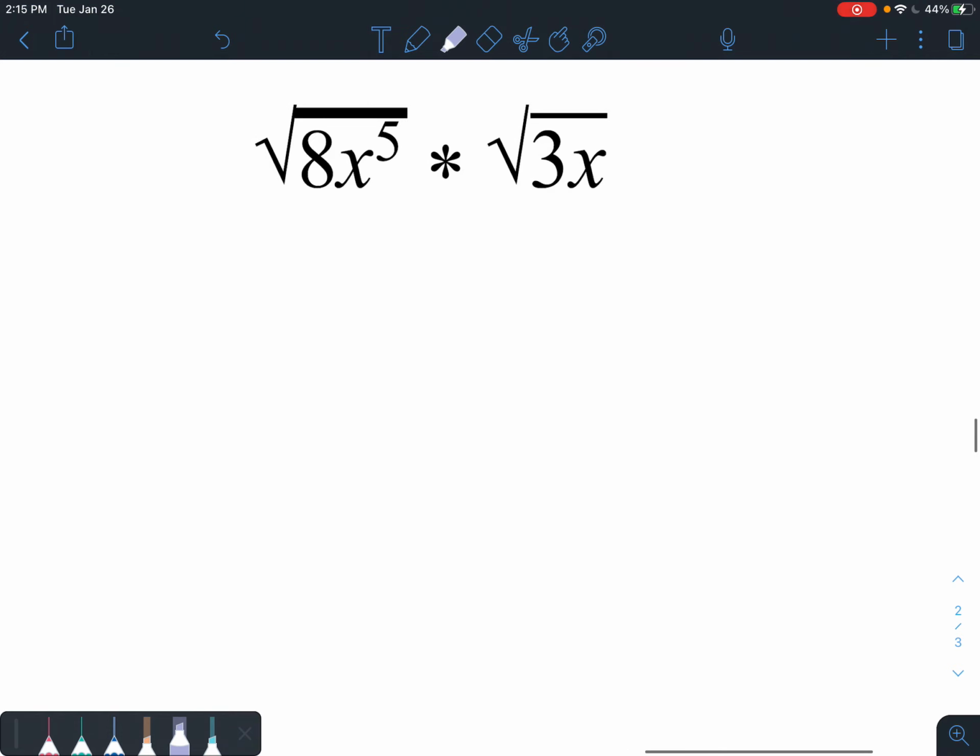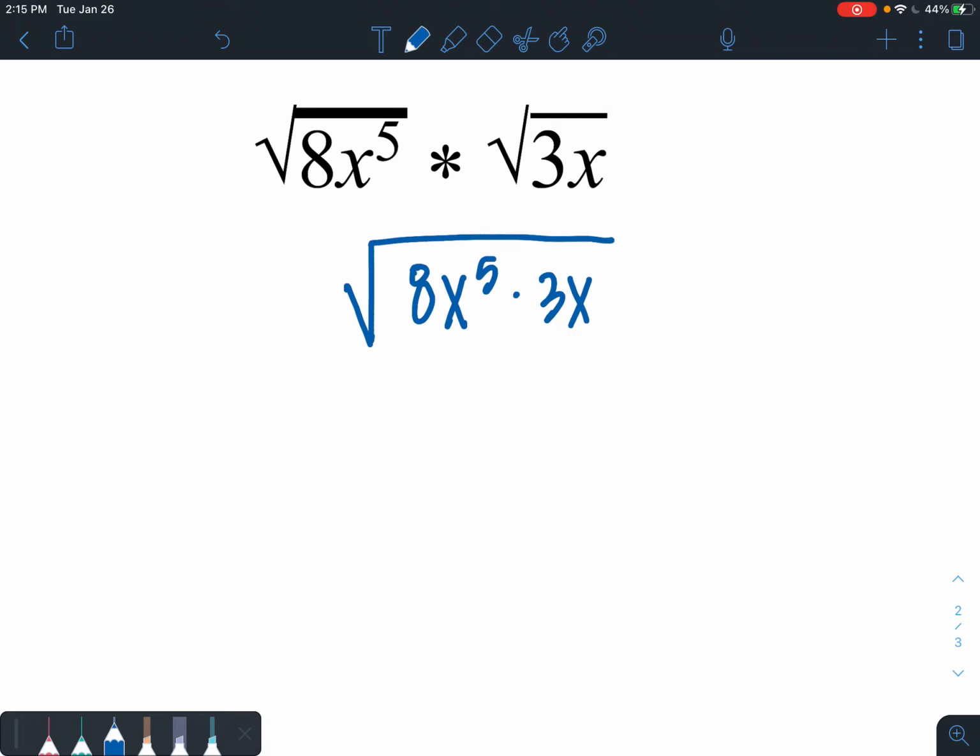Let's maybe do one more. Let's do this one here. So I've got the square root of 8x to the 5th times square root of 3x. Multiply on the inside, so we get 24. Let's write that out. 8x to the 5th times 3x. Then we get 24x to the 6th, because this has an exponent of 1.